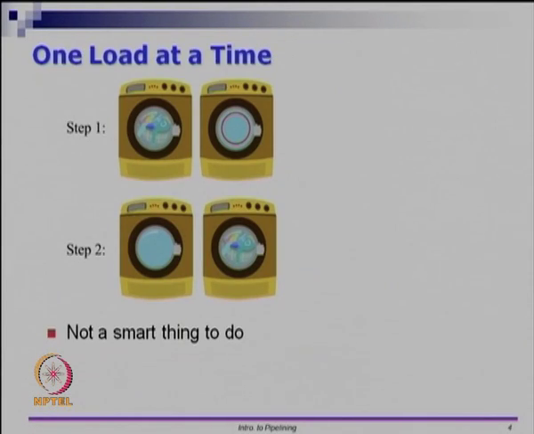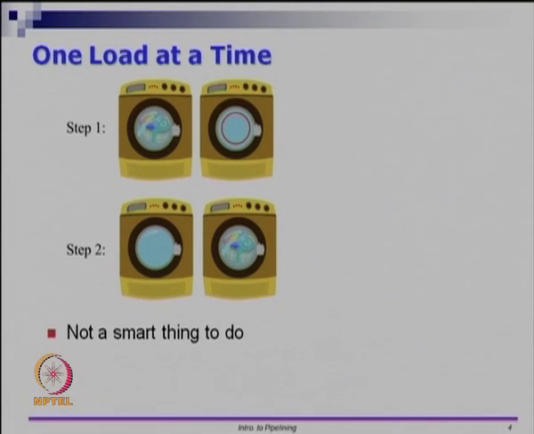If we do one load at a time, we load the clothes in the washer, and it is going to take 30 minutes, and during that time the dryer is not going to do any work. Once the wash is over, I have to take the clothes from the washer and put them in the dryer, that is step 2. When the clothes are drying, the washer is not really doing anything. So, clearly this is not a smart thing to do.